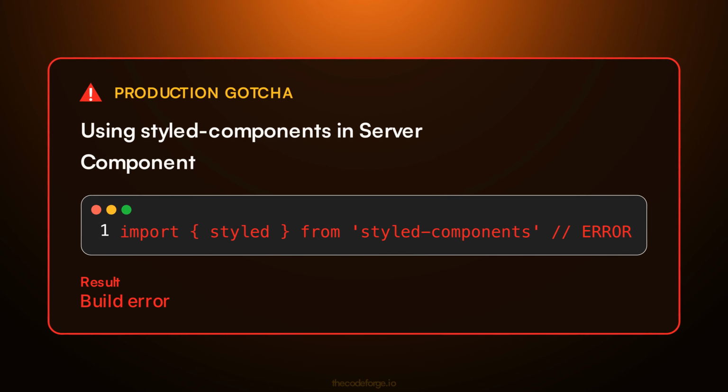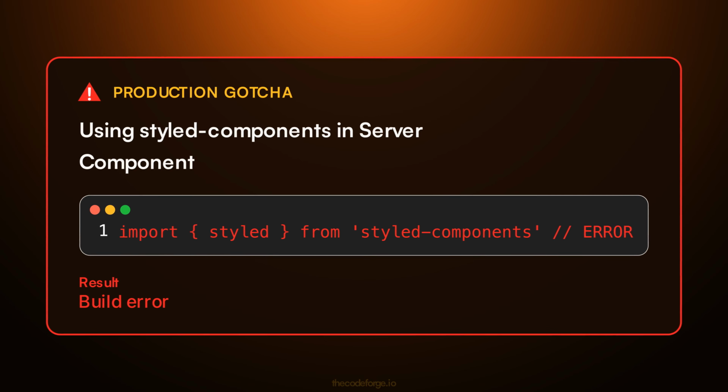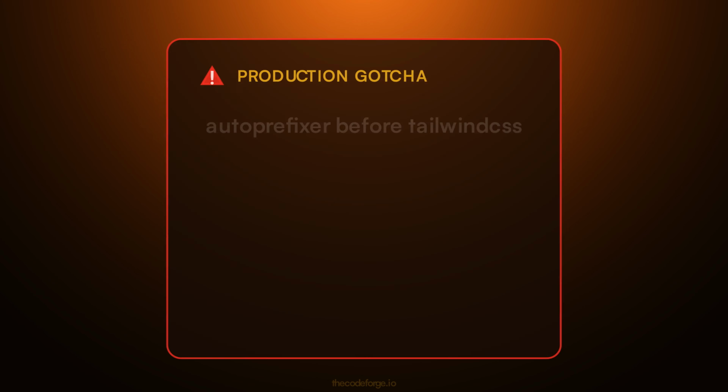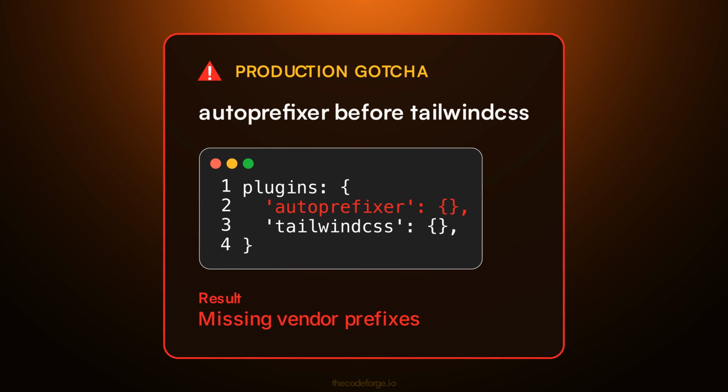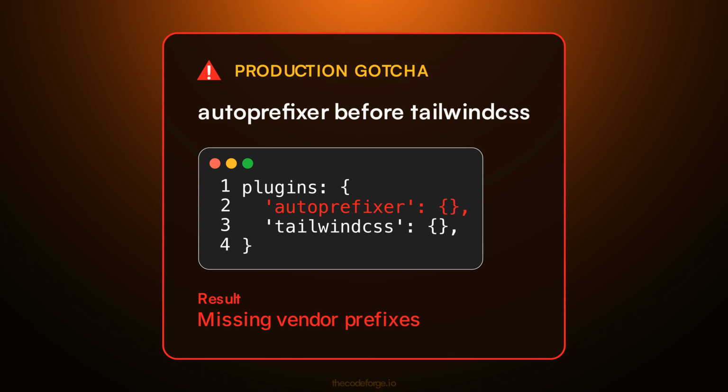CSS-in-JS cannot be used in server components because it relies on React context, which is client-only. Always use 'use client' or switch to Tailwind CSS modules. If autoprefixer runs before Tailwind, it has nothing to prefix because Tailwind hasn't generated classes yet. Always run Tailwind before autoprefixer.